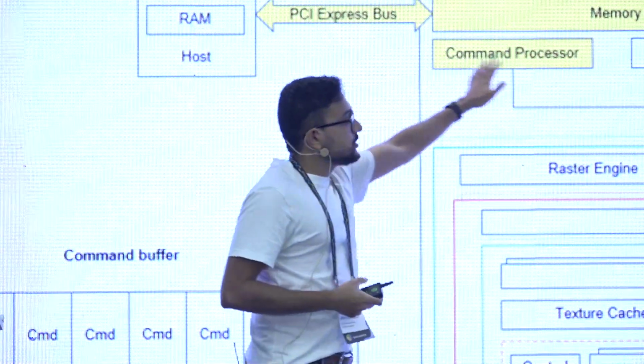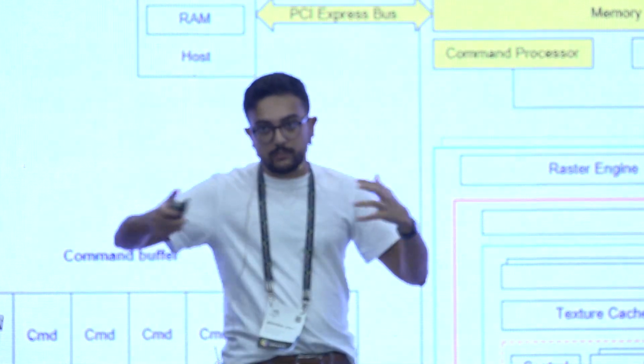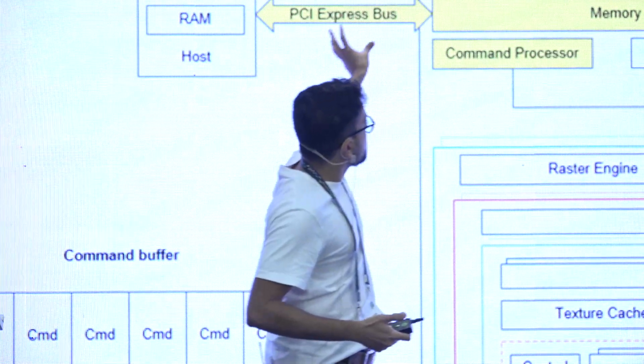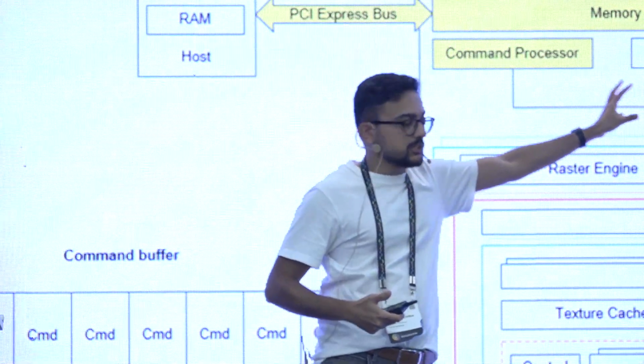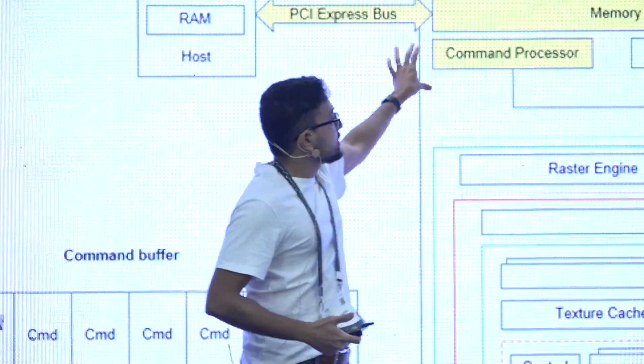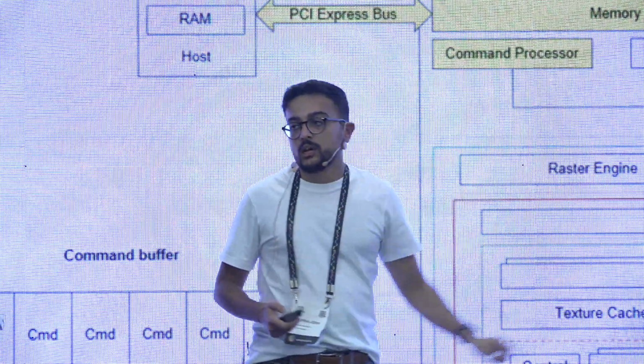This is connected to the memory management unit, which is a hub connected to various sorts of memory. So the command buffer flows from the kernel mode driver through the PCI Express bus, through the memory management unit, and it's then processed by this specialized unit in the GPU called the command processor.